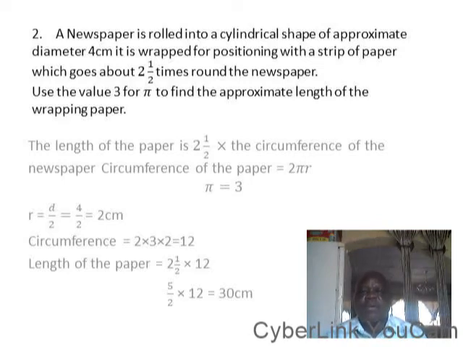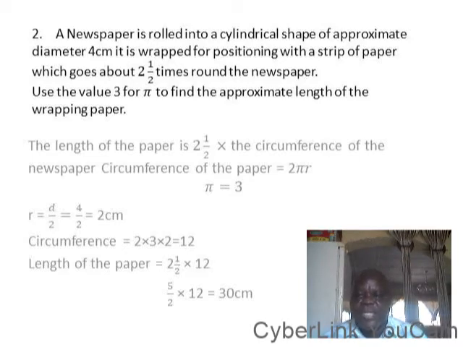It is wrapped for positioning with a strip of paper which goes round 2.5 times round the newspaper. Use the value of 3 for pi to find the approximate height of the wrapping paper.